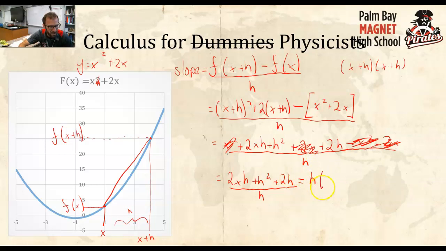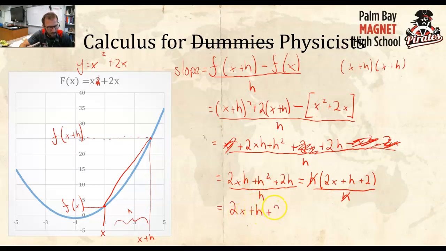So I've got h times 2x, because I took the h out of that, and I've got to take an h out of here, so it's an h, then it's going to be a plus 2, and then all of that is divided by h. Alright, sorry about that. Now the h's cancel out, and this leaves me with the slope function 2x plus h plus 2.